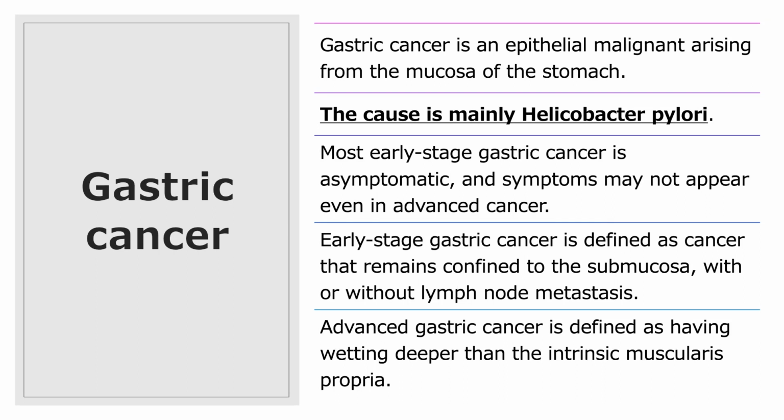Gastric cancer is an epithelial malignancy arising from the mucosa of the stomach. The cause is considered to be Helicobacter pylori. Early-stage gastric cancer is defined as cancer that remains in the submucosa, with or without lymph node metastasis. In contrast, advanced gastric cancer is defined as invasion deeper than the muscularis propria. Most early-stage gastric cancer is asymptomatic, and there may be no symptoms even in the case of advanced gastric cancer. When it becomes large enough to obstruct the pylorus, anorexia and vomiting may occur.